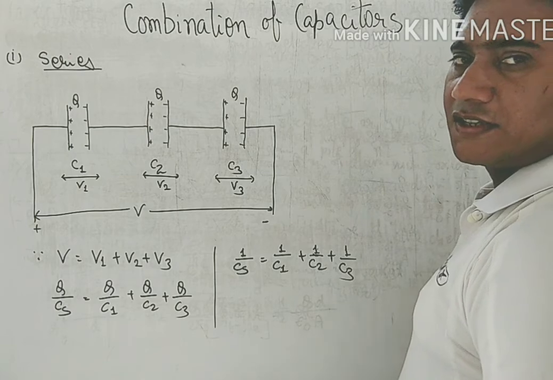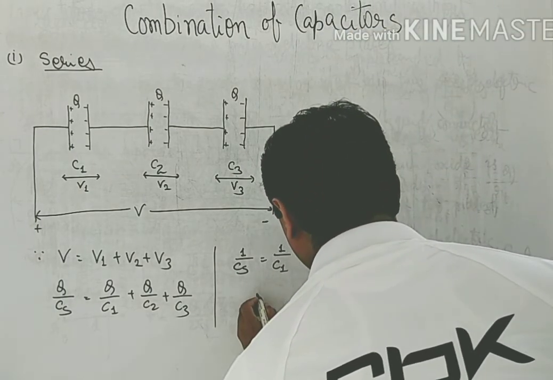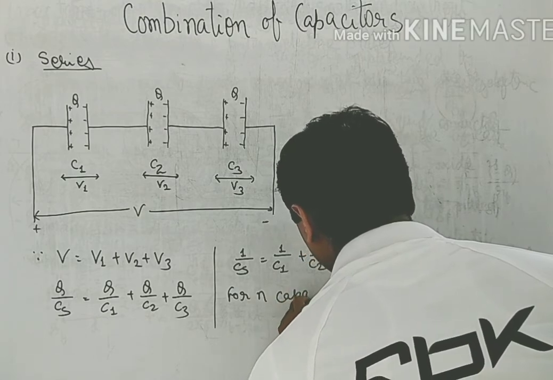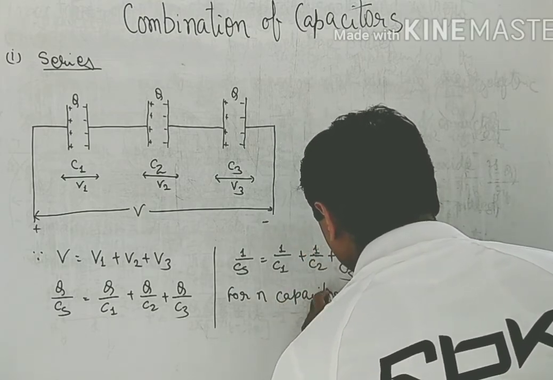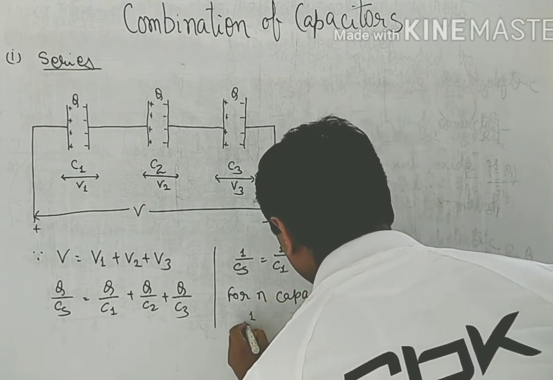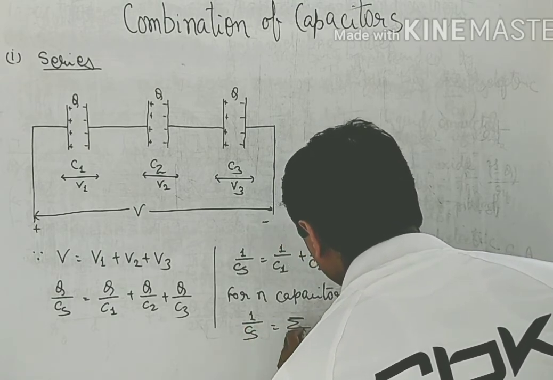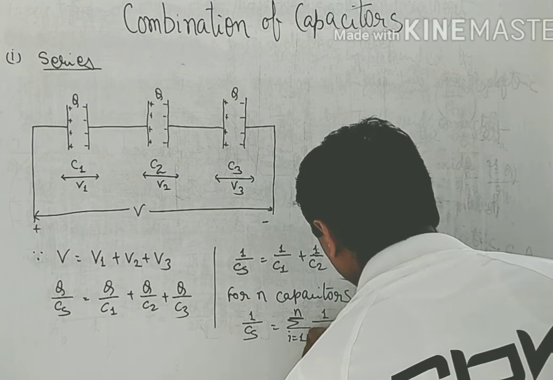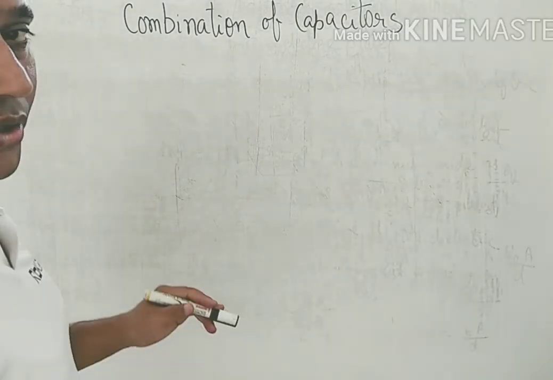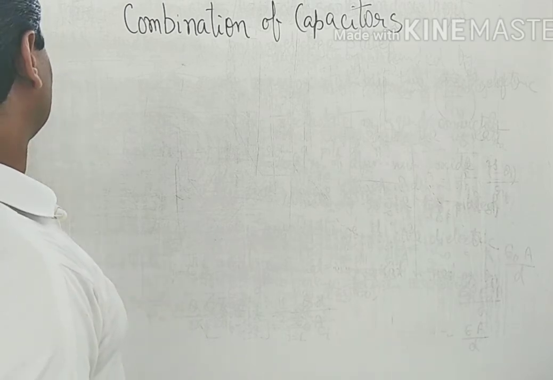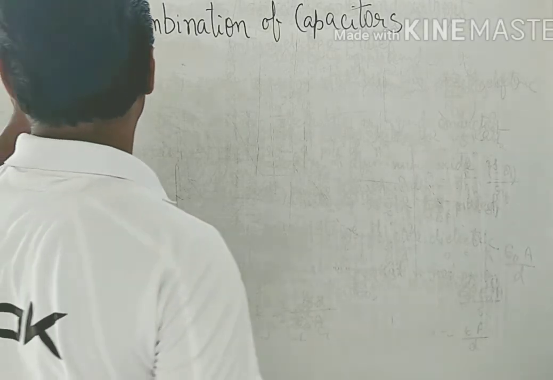Let's generalize the case. For n capacitors in combination, you can have 1 upon Cs equal to summation over i equal to 1 to n of 1 upon Ci. Okay, now let's have the second type of combination, and that is parallel combination of capacitors.